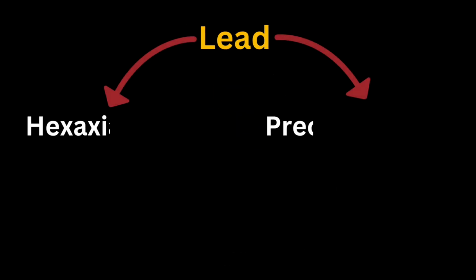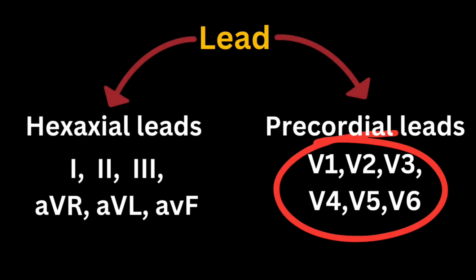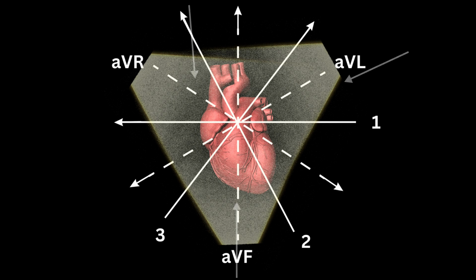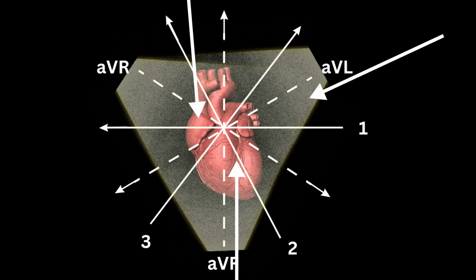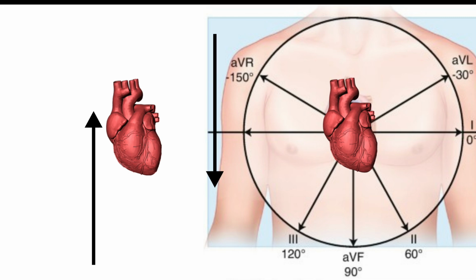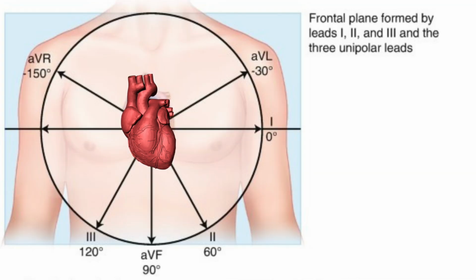Now coming to precordial leads. Precordial leads also have 6 leads: V1, V2, V3, V4, V5, V6. If you have noticed, we were looking at the heart in these hexaxial leads in just one plane. We were looking at the heart from the sides, or from above or below. But we did not have any lead that was looking at the heart from the front. In the hexaxial plane, we had all the leads looking at the heart in this plane, but we did not have any lead looking directly at the heart from the front.